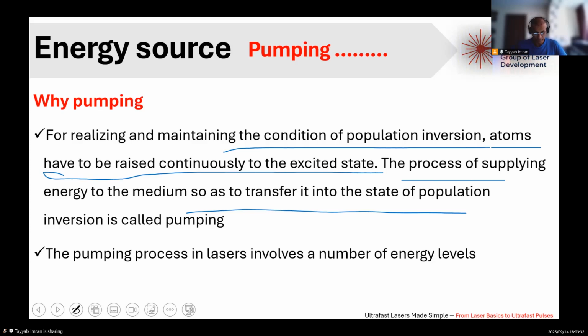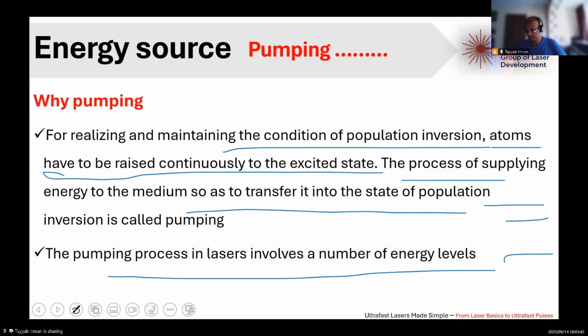And in the pumping process, you already know there are a number of energy levels involved, like the highest one is a pump level. Then you have the metastable level, then the low level, then the ground level, or something like this. Without these levels, pumping is useless. The laser medium should have certain levels. And the important thing is the metastable level, which is linked with the dopant.